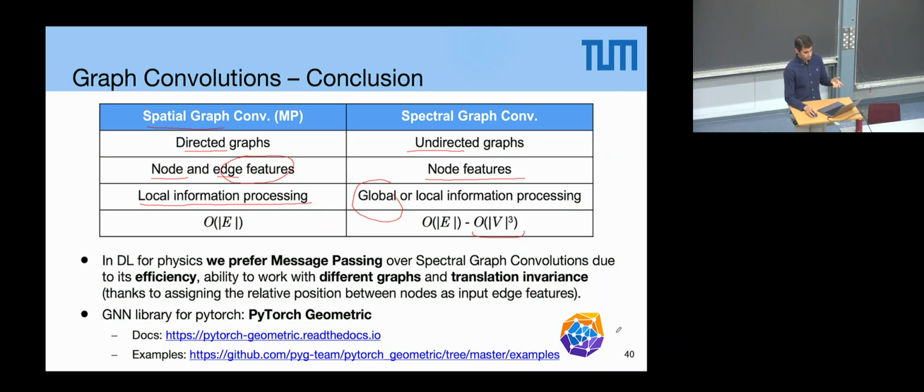PyTorch Geometric is probably the most popular library for working with graph neural networks. It's quite useful because it provides tools for creating graphs and for creating batches of graphs by joining several disconnected subgraphs into a larger graph, as I explained before, and it also provides implementations for the most popular spatial and spectral graph convolutions. So if you are interested, you can have a look at the examples they provide.